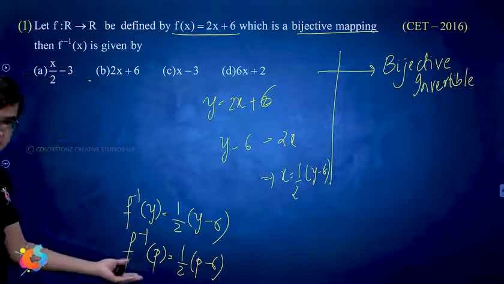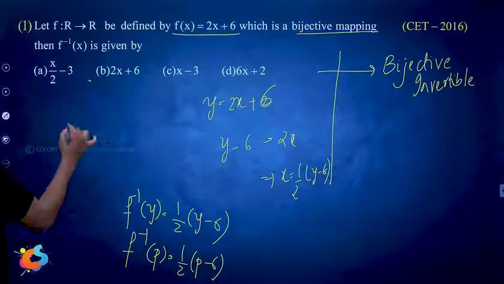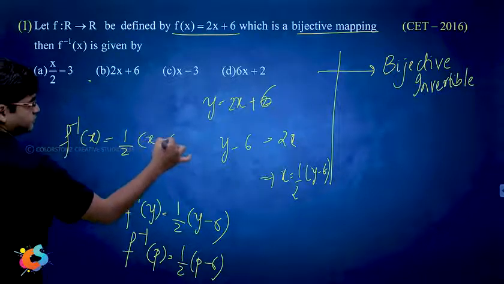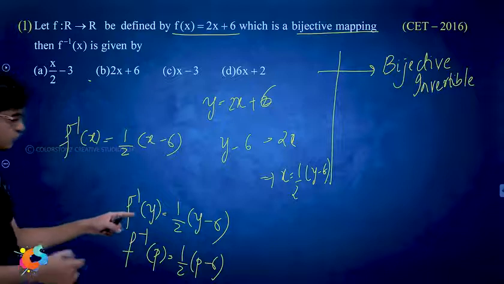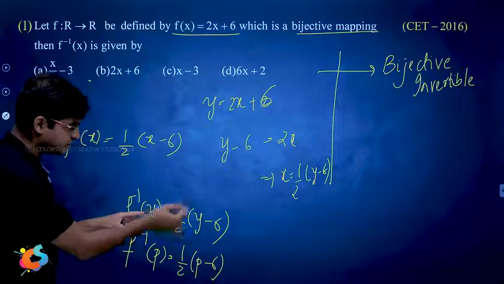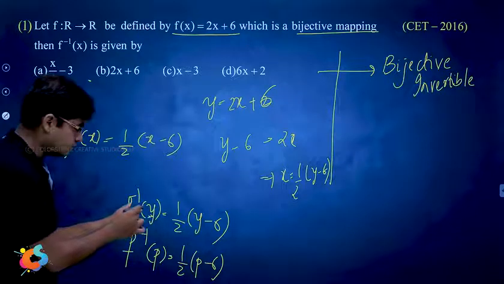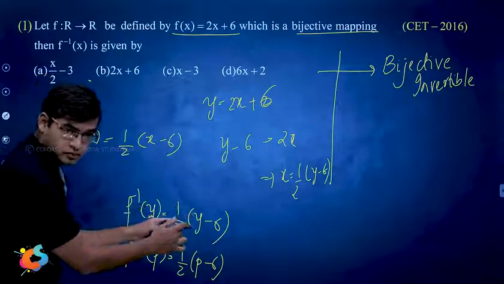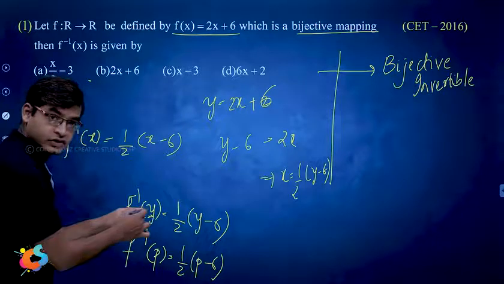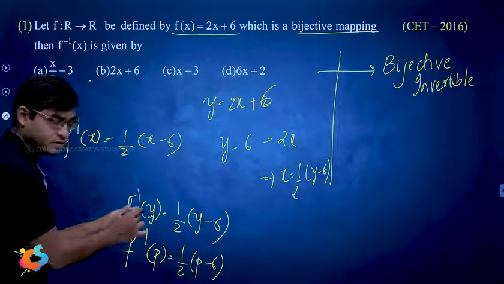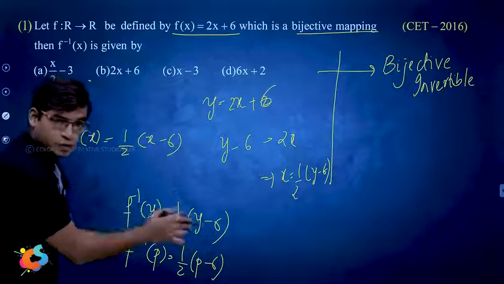If you want to put p as x, put it. So f inverse of x is half of x minus 6. Simple. This function is saying whatever is there here, wherever this is coming, you put whatever is there here. If I want to find f inverse of 1, wherever y is coming, you put 1. If you want to find f inverse of p, wherever y is coming, you put p. If you want to find f inverse of x, wherever y is coming, you put x.